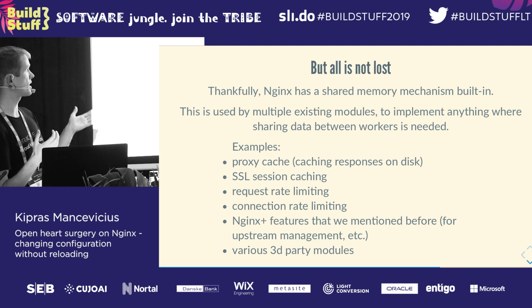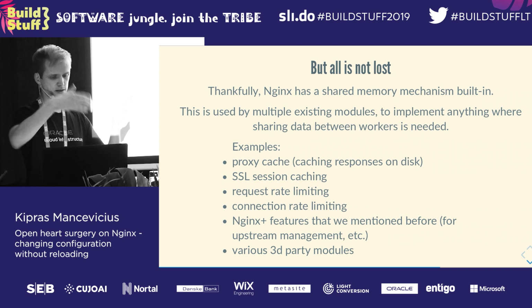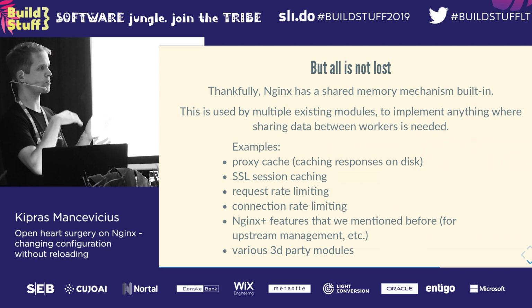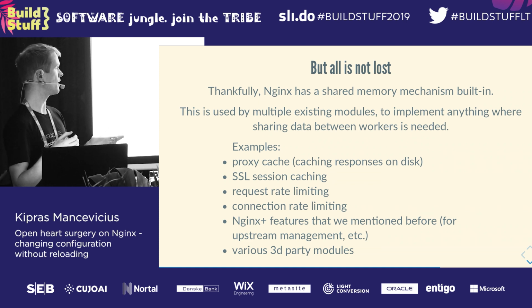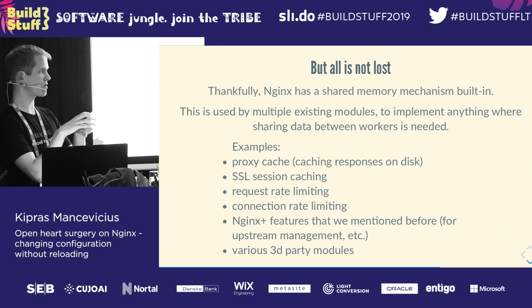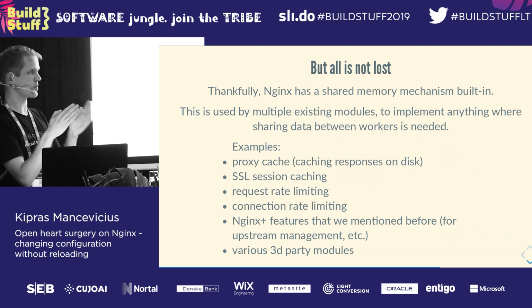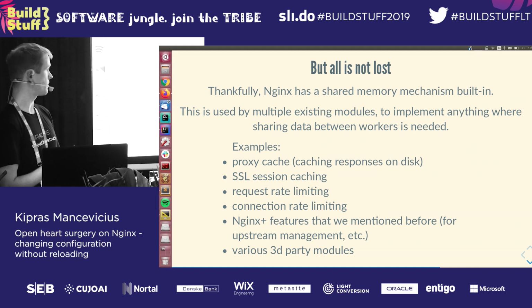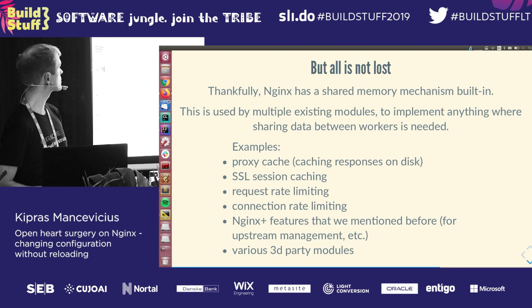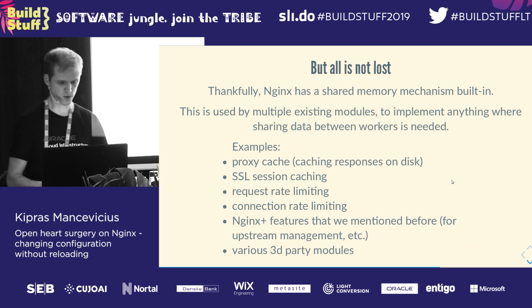There's request rate limiting, which rate limits requests. You basically say that I want to drop all requests that exceed 10 requests per second or something. But those calculations have to be done across the entire server. If you do it in one worker, then they break because they depend on how many workers you have. So things like that have to be shared. And various third-party modules also use that.